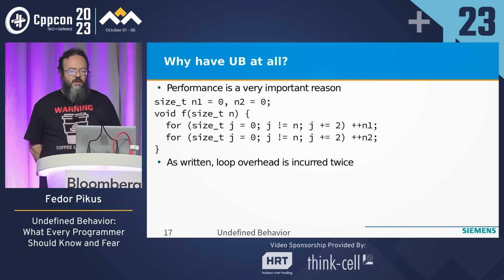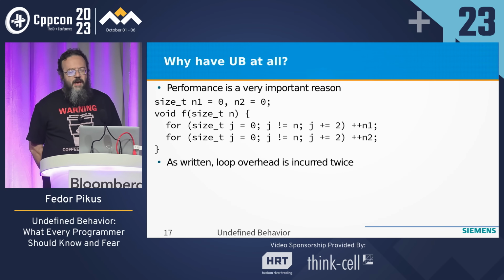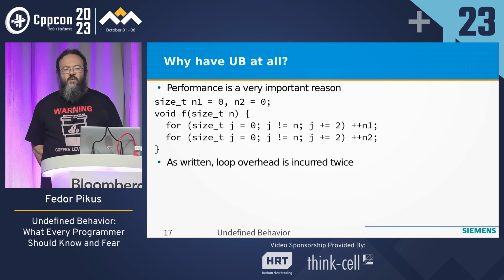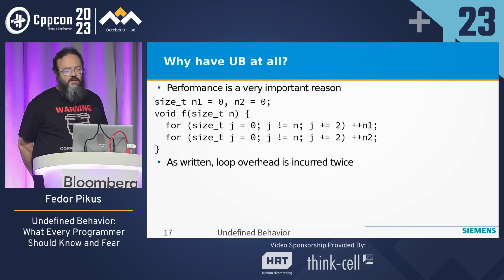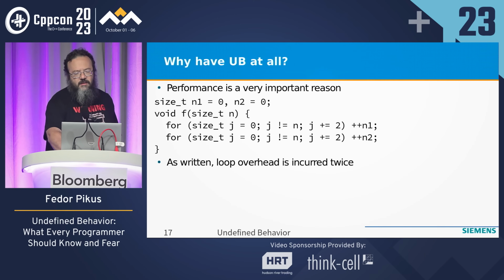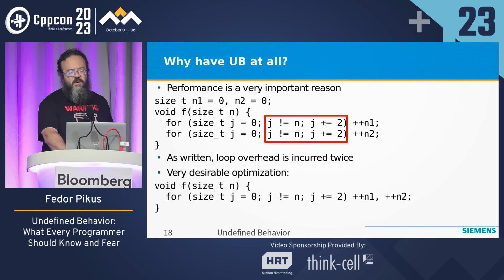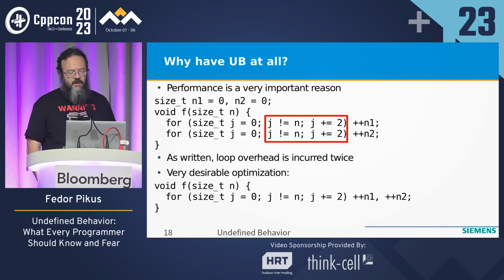So here is some code. We go over it with j from 0 to n in steps of 2, and we increment n1, and then we increment n2. As it is written, we iterate over j, which means we incur the overhead of incrementing j and comparing with n twice. Notice that we don't actually do anything observable between, so it would be a very desirable optimization to collapse these two loops. And most compilers will do that for you. So they convert it to the code on the bottom, where in a single pass of the loop you increment both n1 and n2.